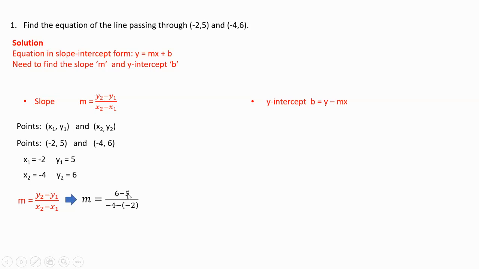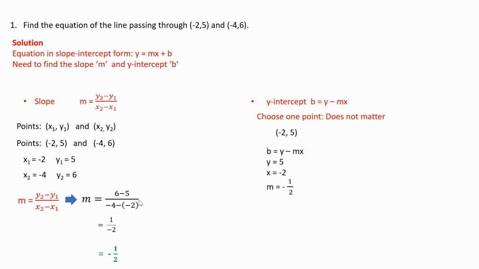Y sub 2 minus y sub 1 over x sub 2 minus x sub 1. So it's going to give us negative 1/2. Okay. Now, I'm going to choose one point. It doesn't matter what point you use. I believe here I'm going to use the first point, negative 2 and 5.